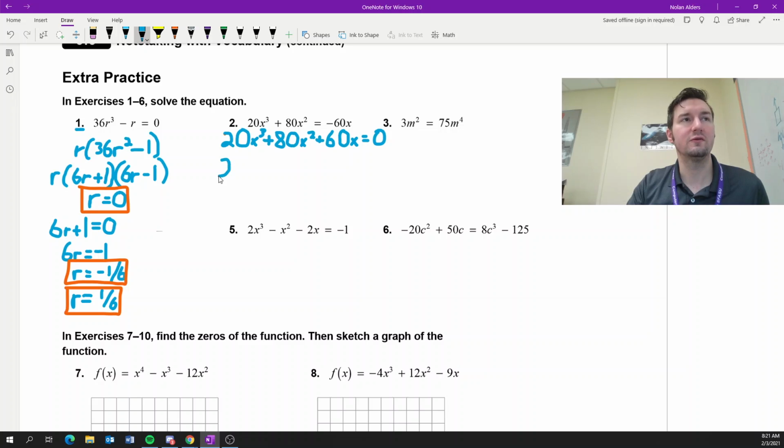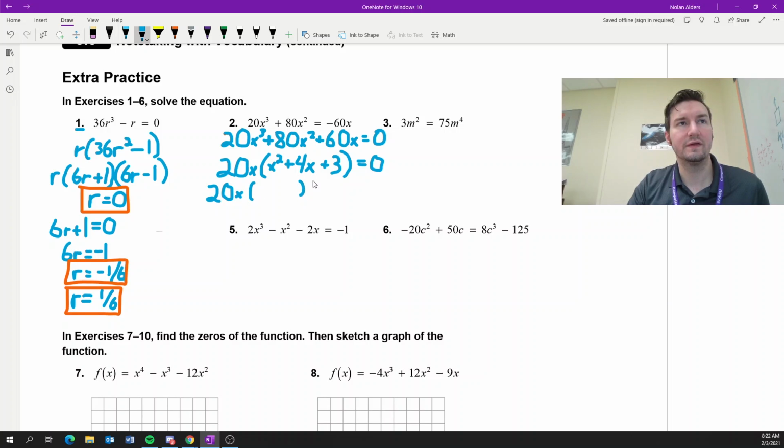So let's do that. We'll pull out a 20x. So this first term will just be an x squared. In this second term, we'll have a 4x. And in this last term, we'll have a 3. Okay. And then we see we can factor this as well. So if we do that, we'll have 20x out here in the front.